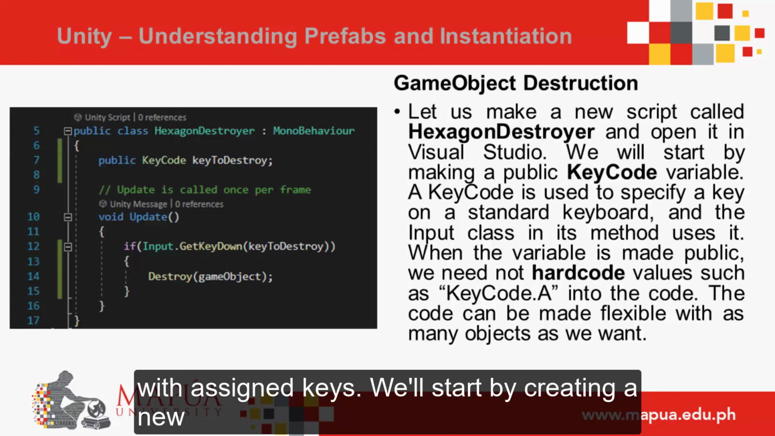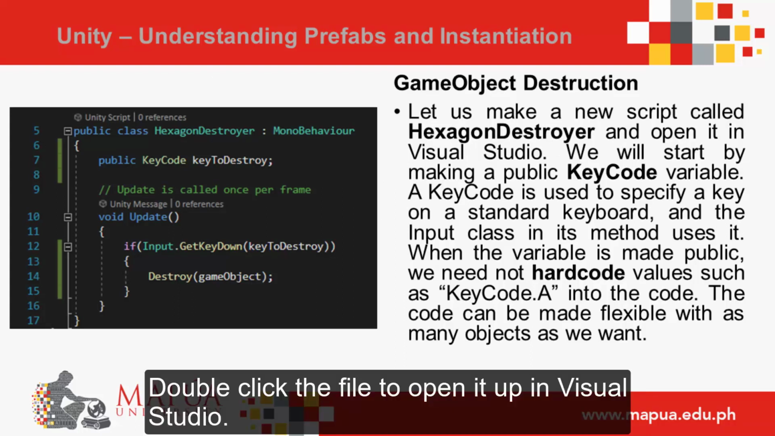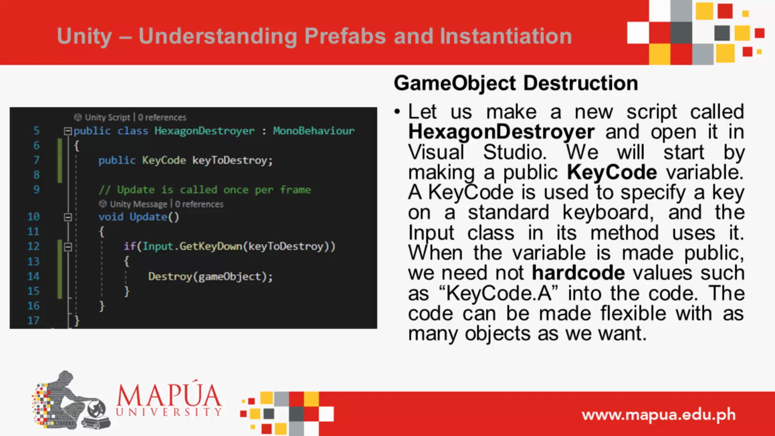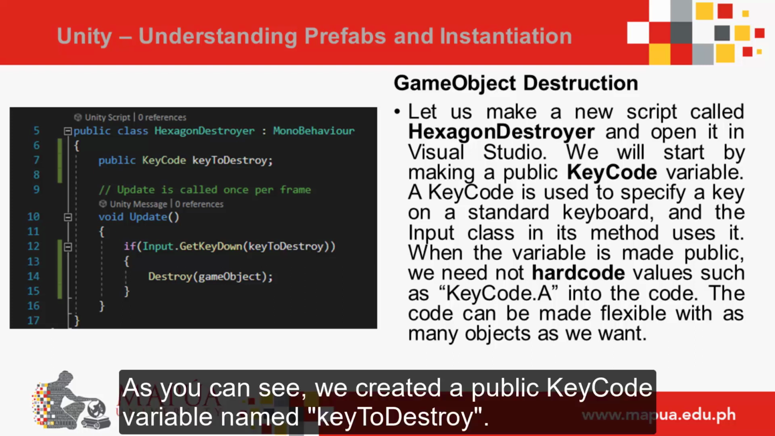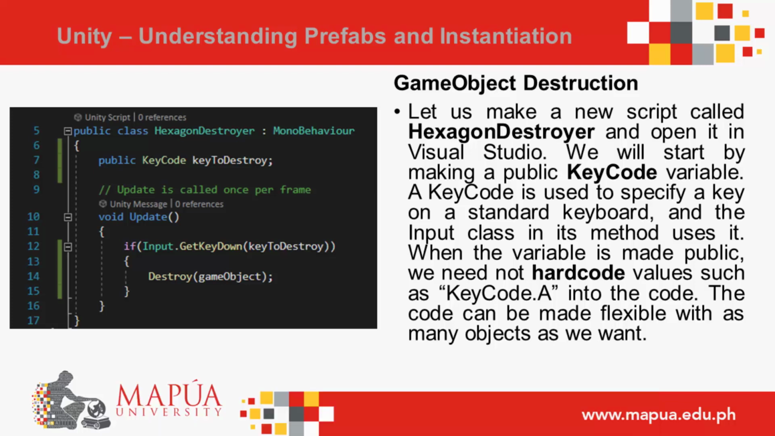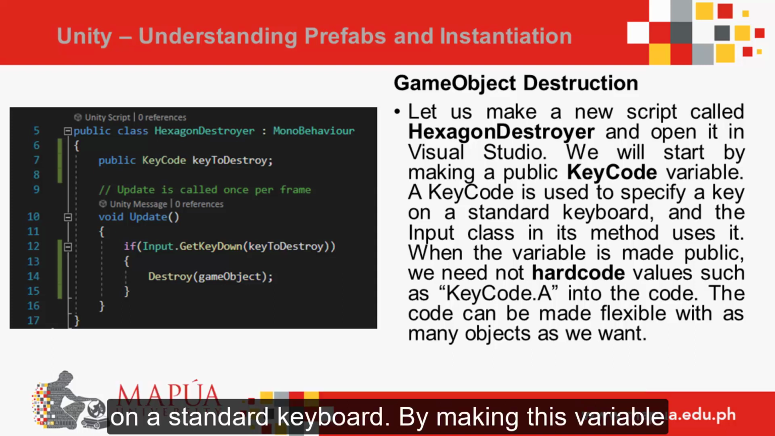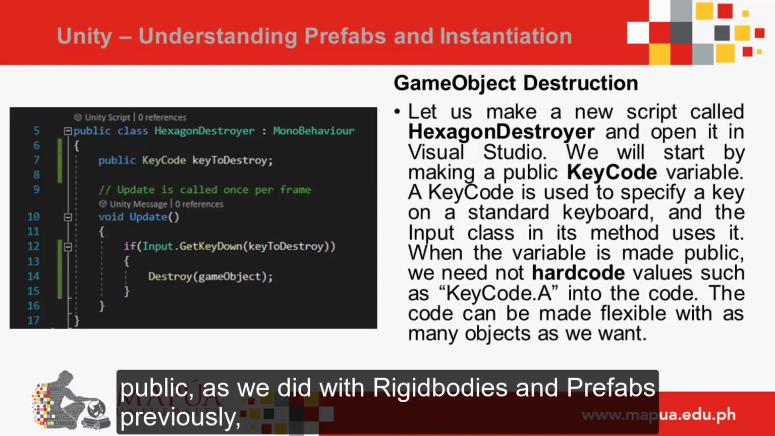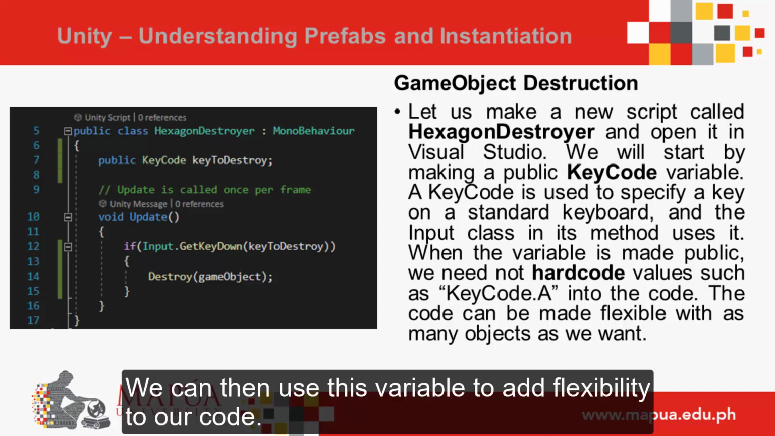We'll start by creating a new script called Hexagon Destroyer. Double-click the file to open it up in Visual Studio. Then, create the code as shown in the image on the screen. As you can see, we created a public KeyCode variable named key2destroy. KeyCode is an enum which lists all the possible keys on a standard keyboard. By making this variable public, as we did with rigidbody and prefabs previously, we can make it accessible through the editor. We can then use this variable to add flexibility to our code.